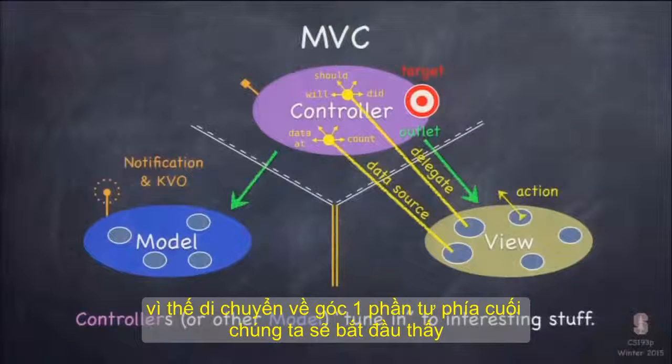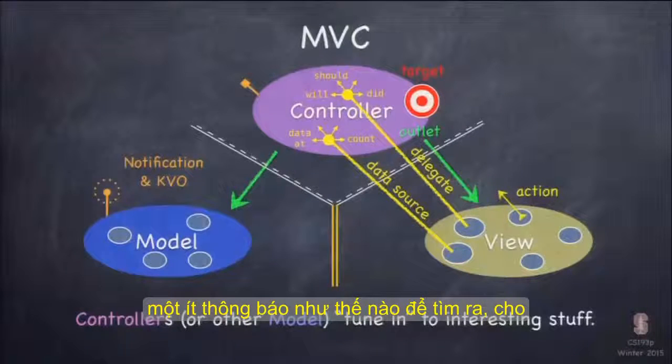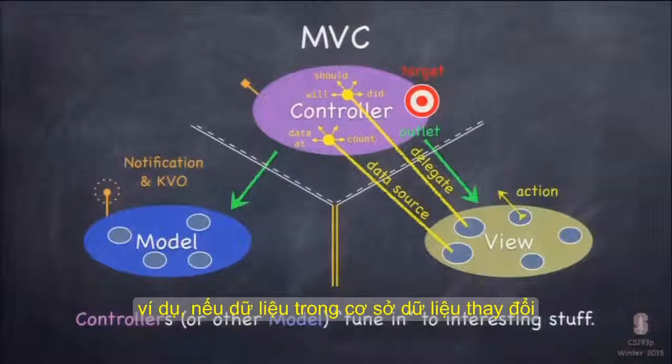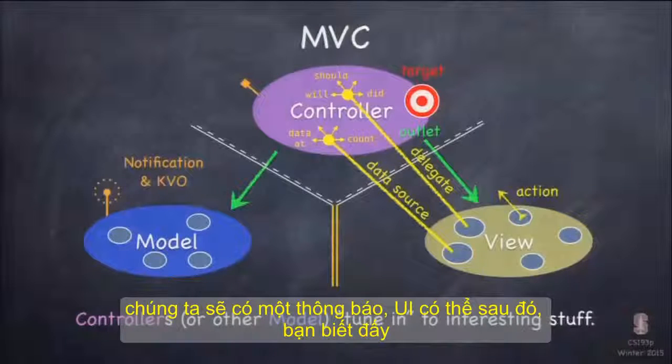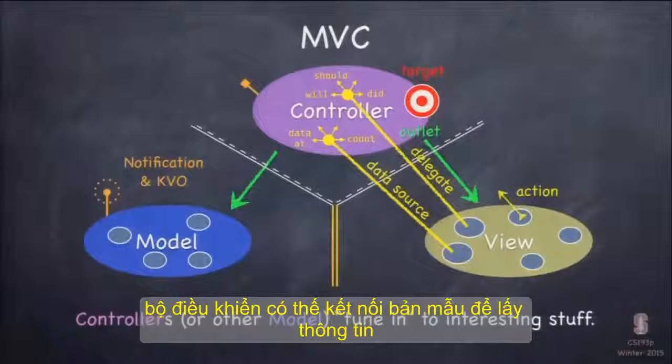So towards the end of the quarter, we'll start seeing how to do notification to find out, for example, if the data in a database changes. We'll get a notification. The controller can then go talk to the model to get the new info.